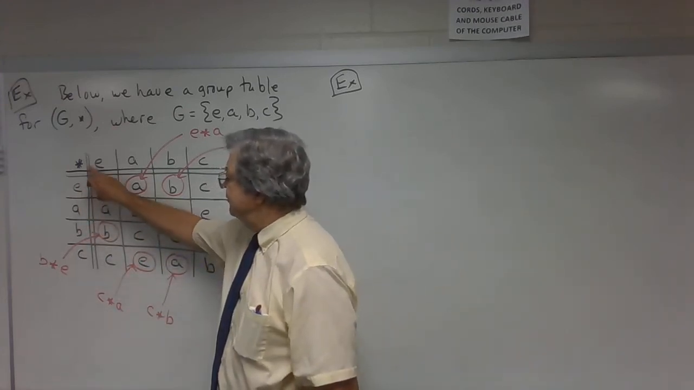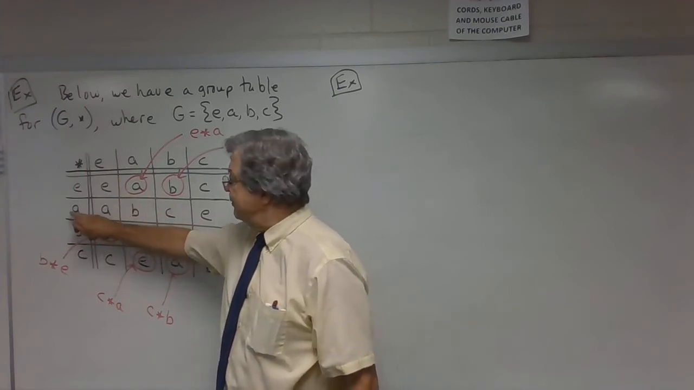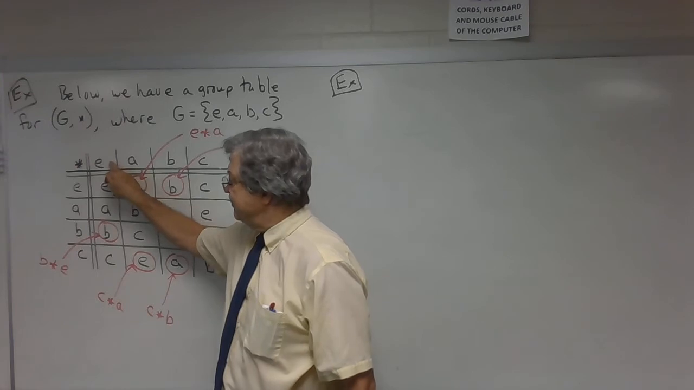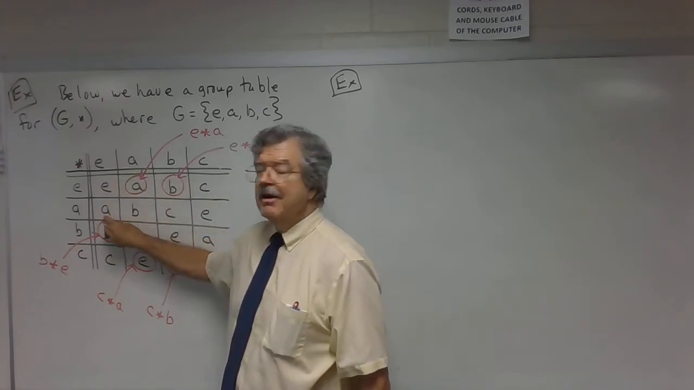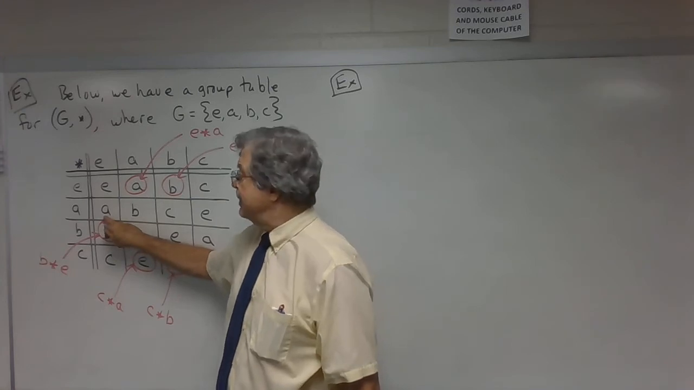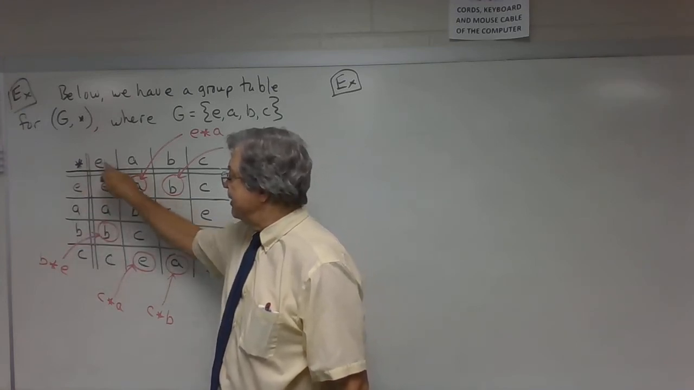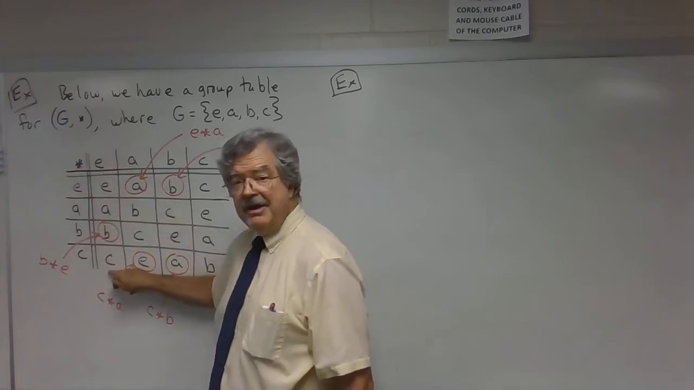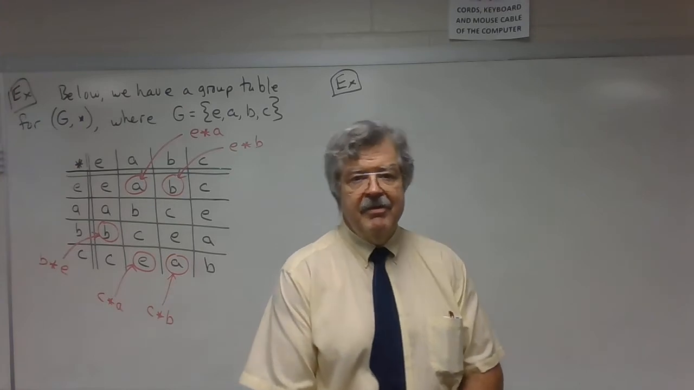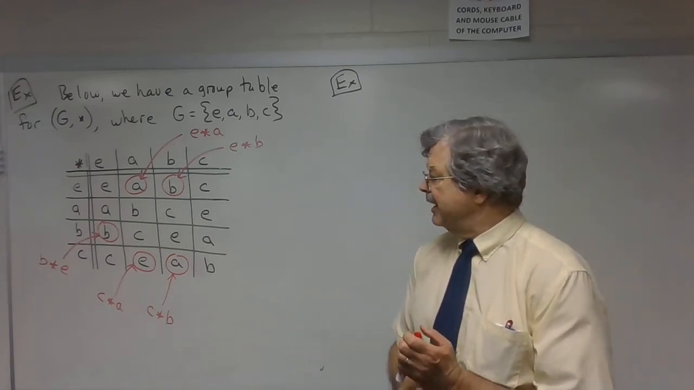This is E star E, so we get E. This is A star E, so we get A, because anything star E is that anything. A star E is A, B star E is B, C star E is C. That's the property that a group identity has. So that's the way it works out.